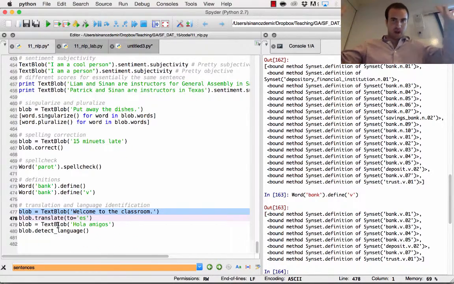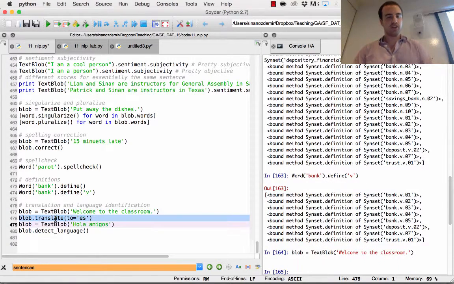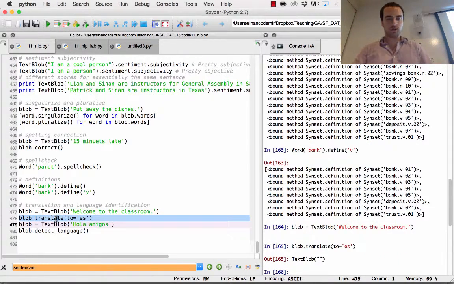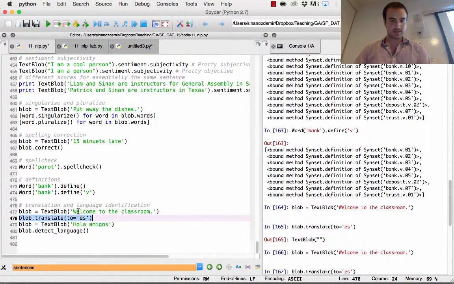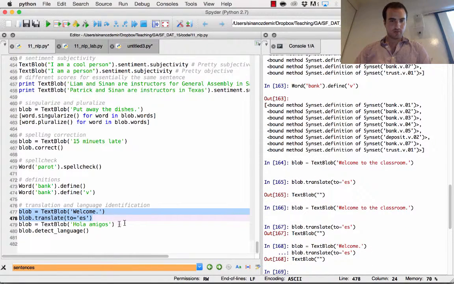The last thing, promise that you can work on your lab. Blob, welcome to the classroom. Translate to Espanol. Whoa, hello. You're supposed to translate that. No. Bless you. Why are you not working?